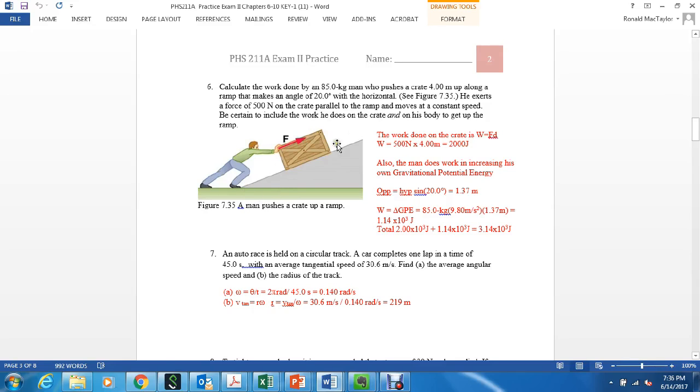So the incline is 4 meters long. We have an angle of 20 degrees, so I can figure out the height based on that. And the height is going to be 1.37 meters.